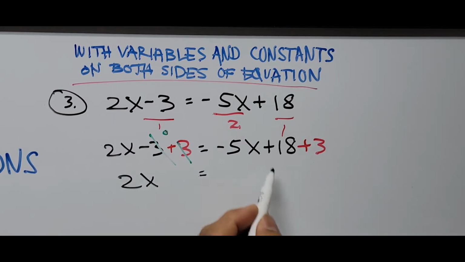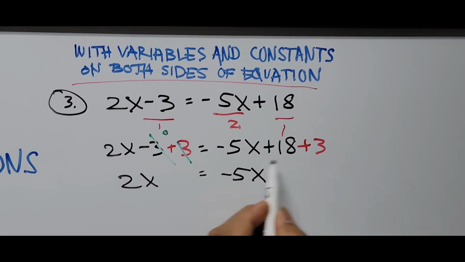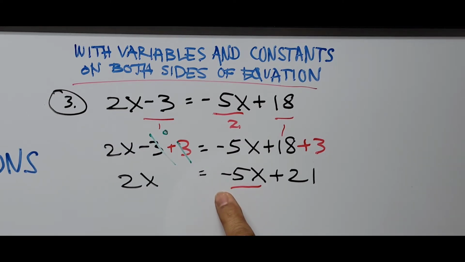Just 2x equals minus 5x. 18 plus 3 is how much? That's 21. Now, second step, we have to move this to the left, right? So what we're going to do is do the inverse again to eliminate that. The inverse of negative 5, you get positive 5x.